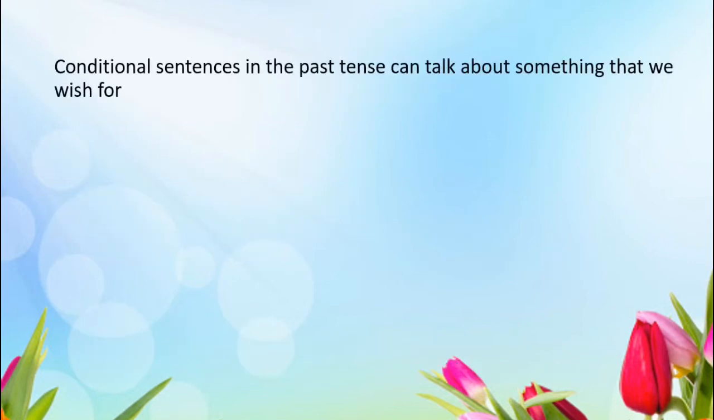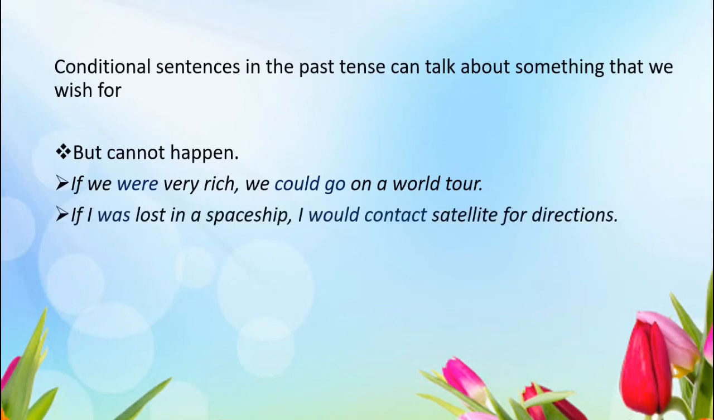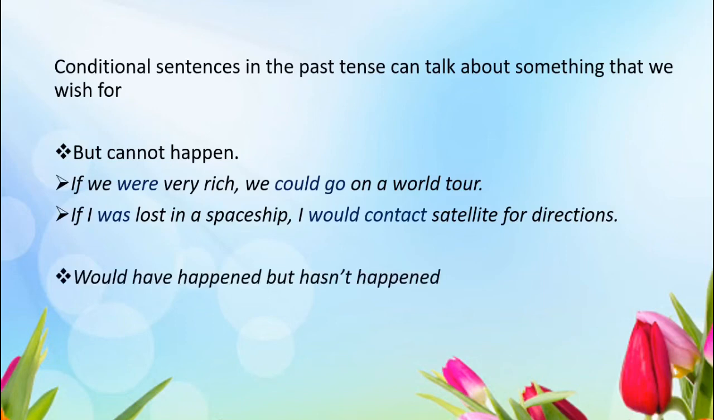Now, the conditional sentences in the past tense can talk about something that we wish for, but that cannot happen. So, for example, if we were very rich, we could go on a world tour. Second, if I was lost in a spaceship, I would contact satellite for directions. So, these conditional sentences are in the past tense and they are talking about something that we wish for but that cannot happen.